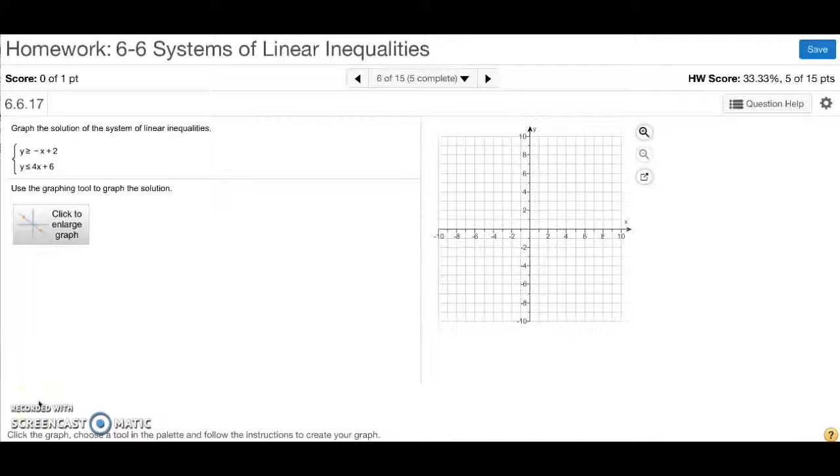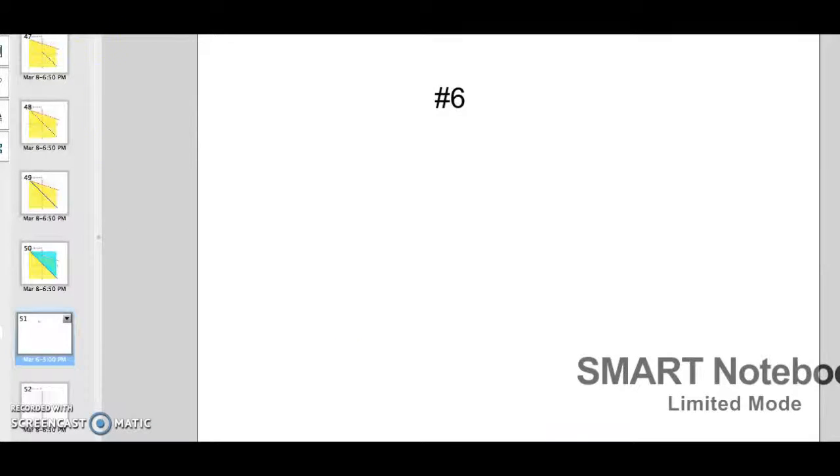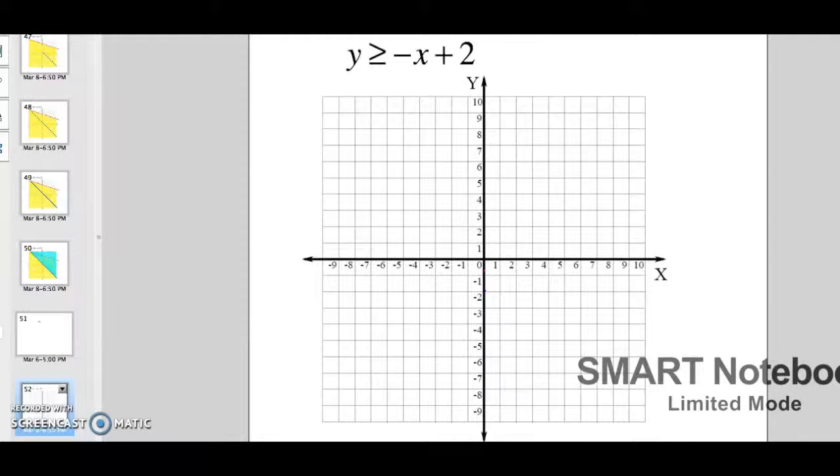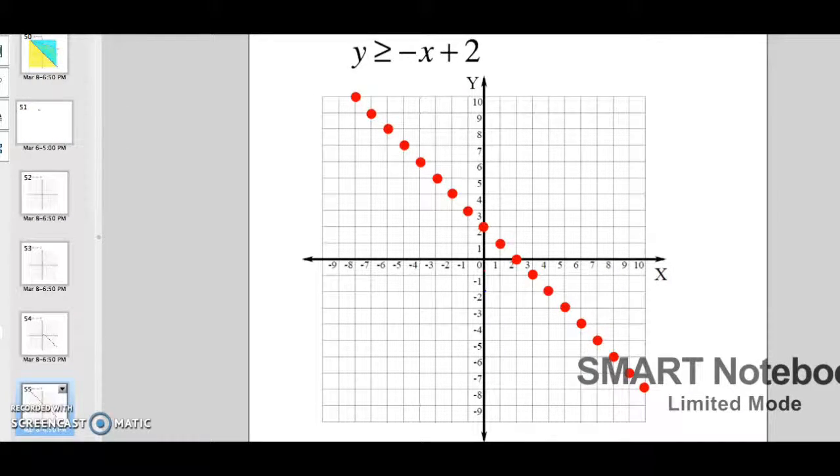So for number 6, we are doing the same thing as number 5. It is in slope-intercept form for both inequalities, so I won't have to solve, but we can go ahead and start graphing. So the first inequality is y is greater than or equal to negative x plus 2. My y-intercept is 2, so graph that. My slope is negative 1, so I go down 1 to the right 1. And I do that till I reach the end of the graph. Then I reverse it to the other side by going up 1 to the left 1.